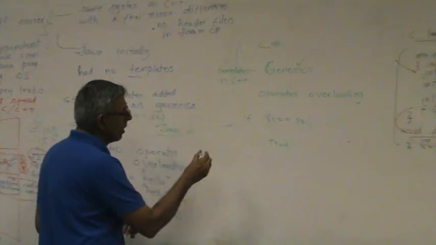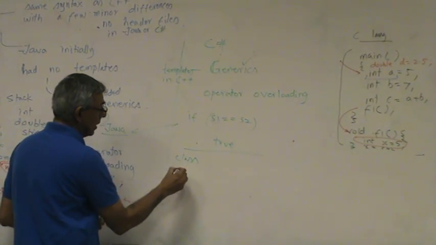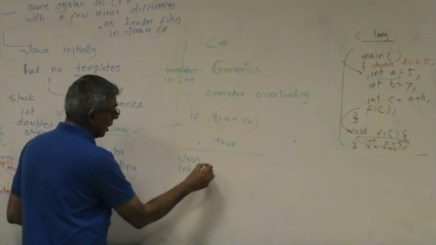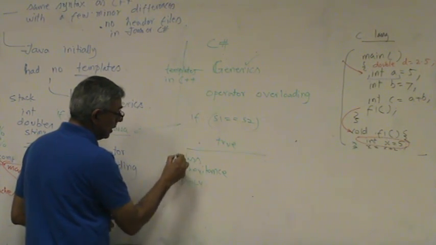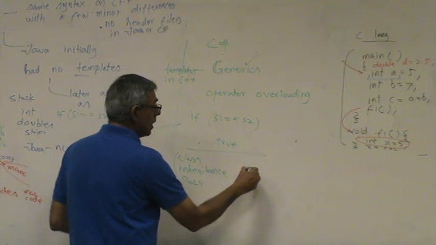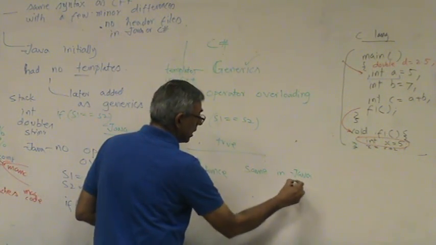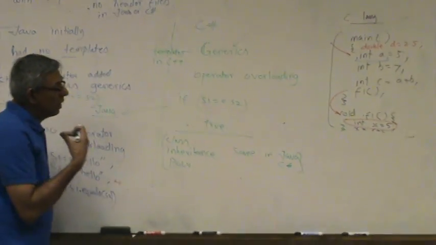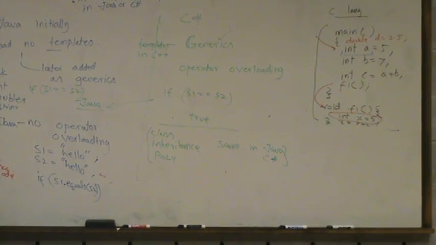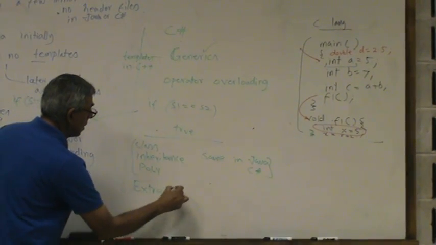Then all the rest of the constructs: how do we create a class? How does inheritance work? How does polymorphism work? These are the same in Java as well as C#. Now there are a few new things in C# which Java doesn't have, so extra features.